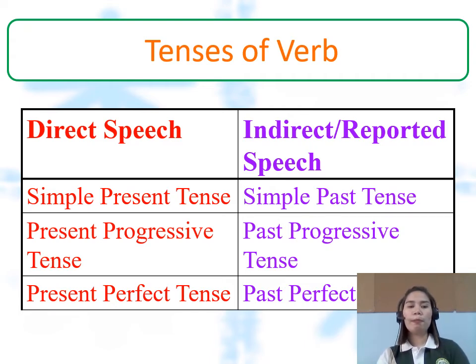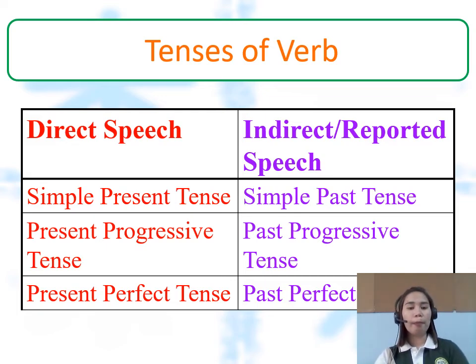Okay, so present progressive tense. When we use present progressive tense in direct speech, we have to change it into past progressive tense in reported speech. By the way, grade 7, when we say progressive tense, we are using the -ing form of the verb. For example, walk will become walking, eating. That is progressive. So in present progressive, we are using, for example, is walking. We have to change it into was walking. So that is past progressive.